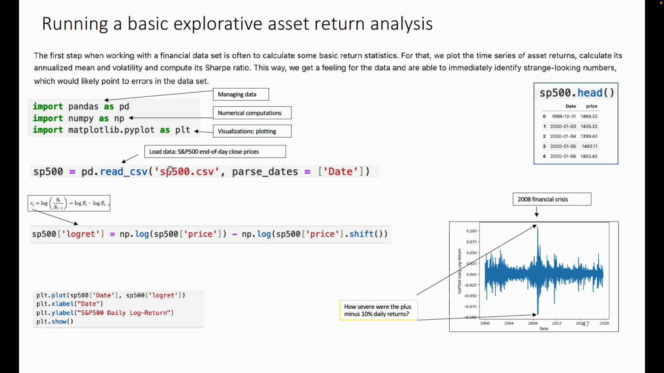So the goal here is, we have the S&P 500 saved as a CSV. For example, you go to Yahoo Finance, and there you download the price data. And now we want to just look at the data and see what the returns look like.